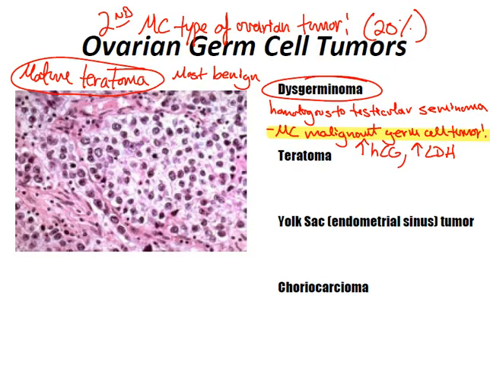Now, which one gives rise to thyroid tissue? The endoderm, that's right. What about bronchial tissue? Also the endoderm, very good. What about cartilage and bone? The mesoderm. What about the skin, neural tissue, hair? That's the ectoderm. All right, very good. So a mature teratoma, or a dermoid cyst, is the most common benign ovarian germ cell tumor.